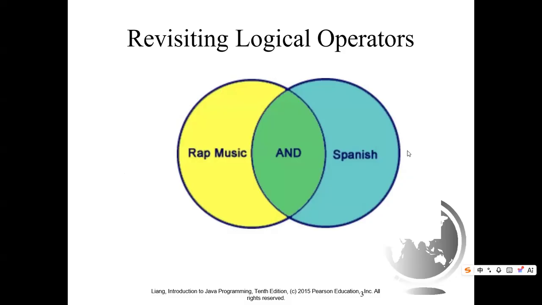For example, you want to select rap music while it is sung in Spanish. So in this case, you should use the logic operator and to indicate that you are looking for music that belongs to rap music and also belongs to the Spanish community. In between, the green part is what you are looking for.